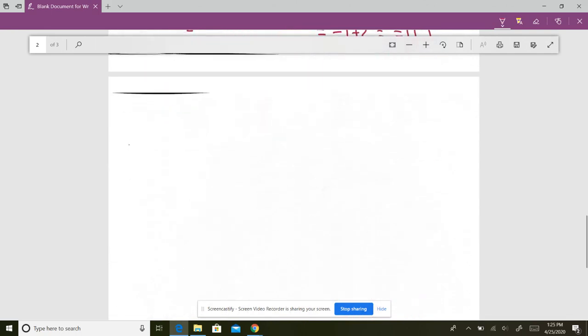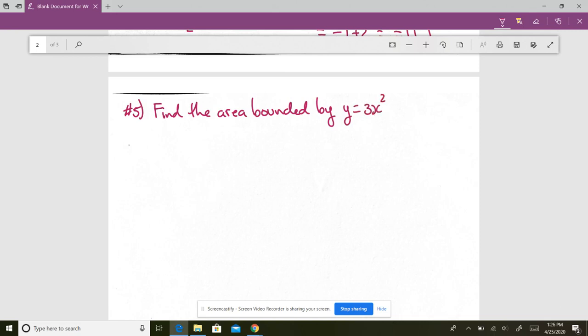All right. Last question, number 5. Find the area bounded by, well, let's just do y is equal to 3x squared minus 2x plus 1, that graph, the x-axis, x is equal to 0, and x is equal to 2.